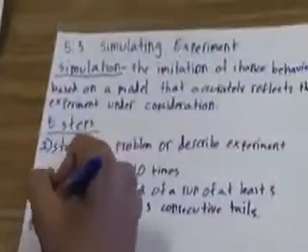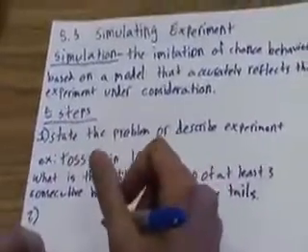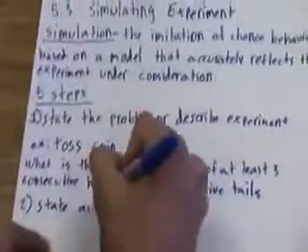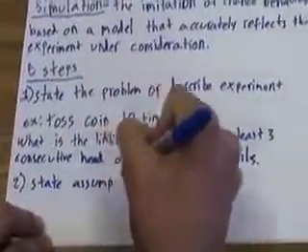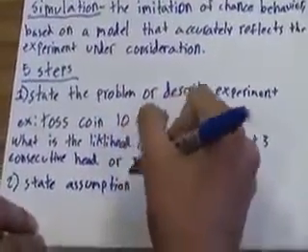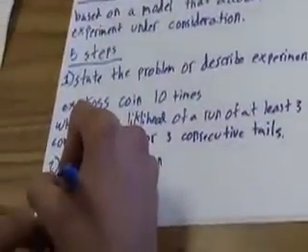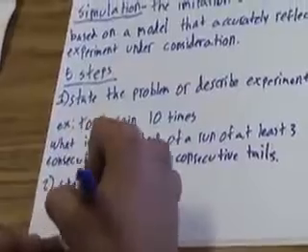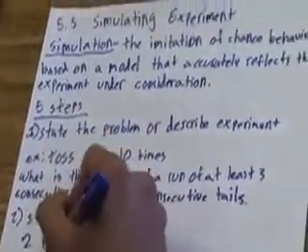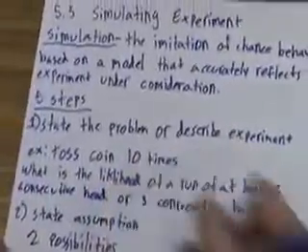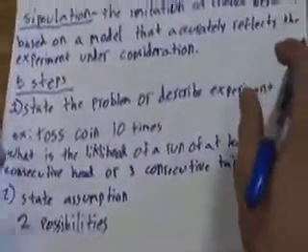And then step 2 is state assumptions. And then pause it because I need to look. So there are 2 possibilities. So either heads or tails can occur. And then just pause it.